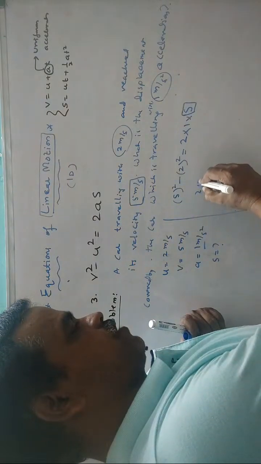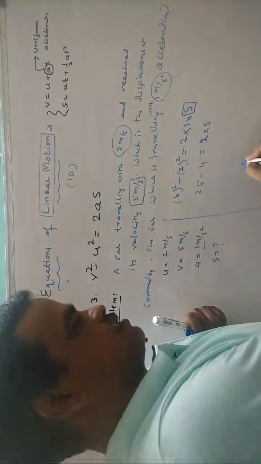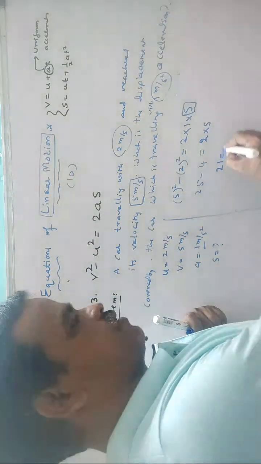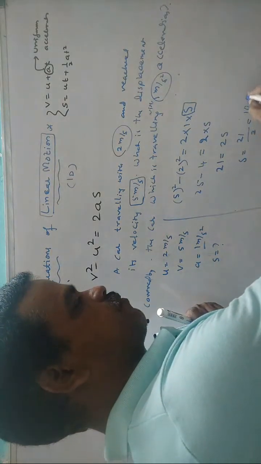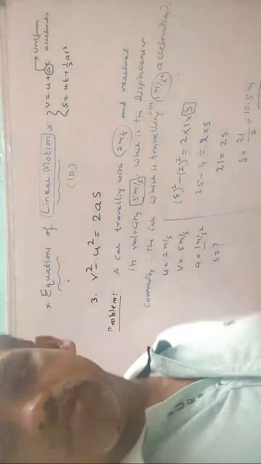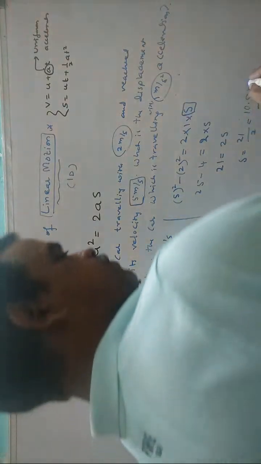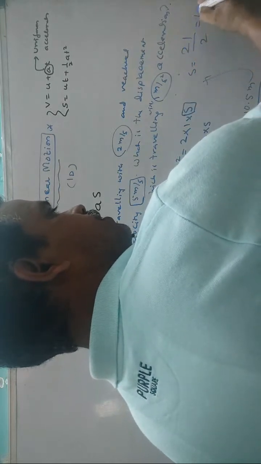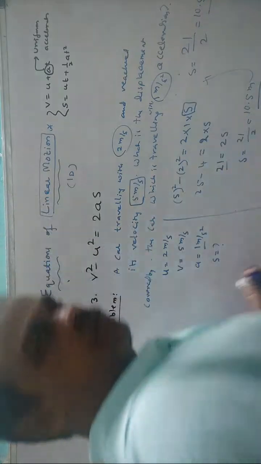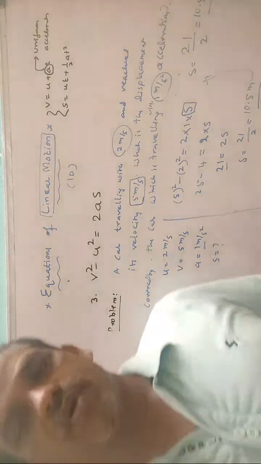So 25 minus 4 equals 2 times 1 times s. Here you will get 21 equals 2s. s is nothing but 21 by 2. You will get 10.5 meters. This is a simple solution we have. If you know simple mathematics, you can do this problem very easily.